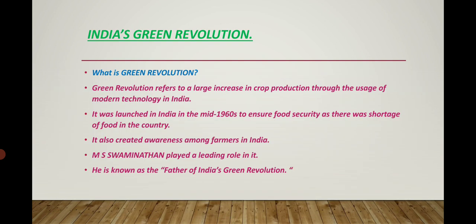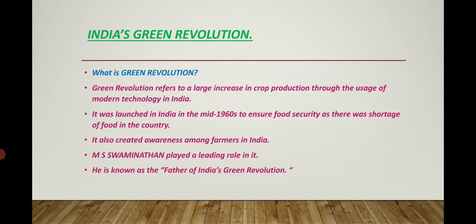Next, we are going to discuss yet another very important topic, that is India's Green Revolution. So first, we need to know what the Green Revolution is. Green Revolution refers to a large increase in crop production through the usage of modern technology in India. So when we started using modern technology, there was a huge increase in the production of crops. So what are these modern technologies that were used?